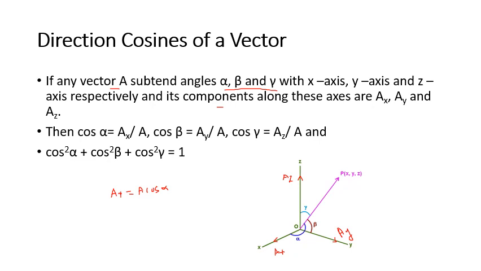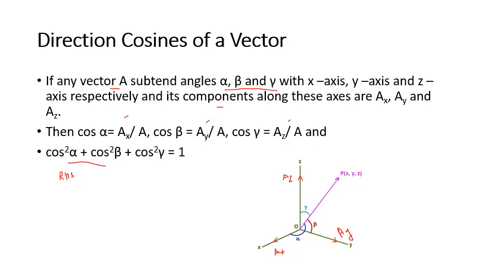So now we are going to rearrange this formula: cos alpha equals Ax by A, cos beta equals Ay by A, cos gamma equals Az by A. Now take the square and add all the angles. So cos squared alpha plus cos squared beta plus cos squared gamma. How did this come? We'll see now. So this is your right hand side, RHS.